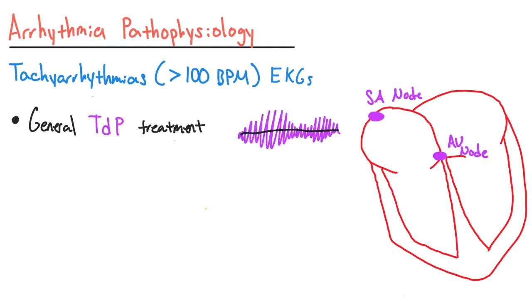And finally, to wrap up our general treatment of tachyarrhythmias, we'll look at torsades. So in general, of course, as we mentioned, torsades, if your ventricles are beating like this, you will likely not be doing too well, and you will absolutely need to be cardioverted or defibrillated. So if you're unstable, again, defibrillate.